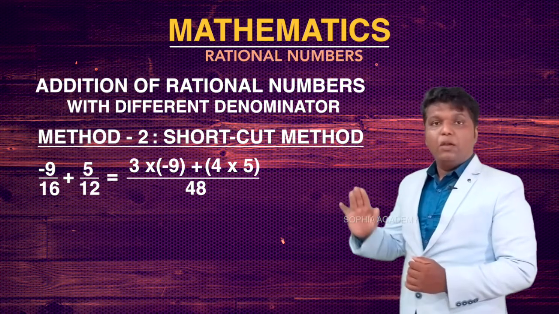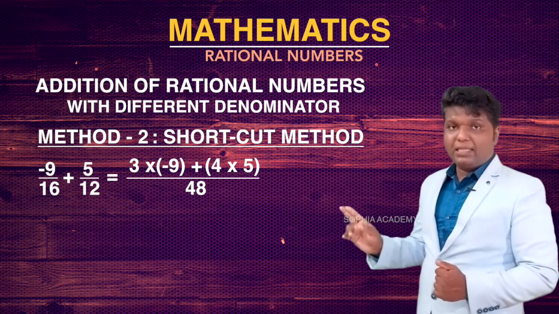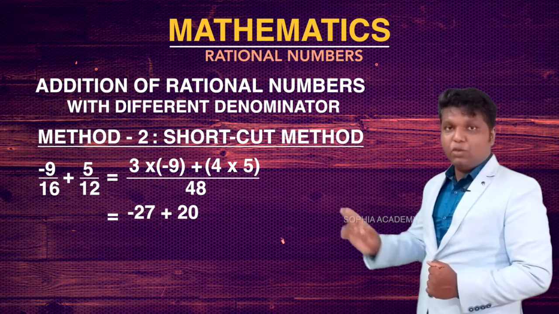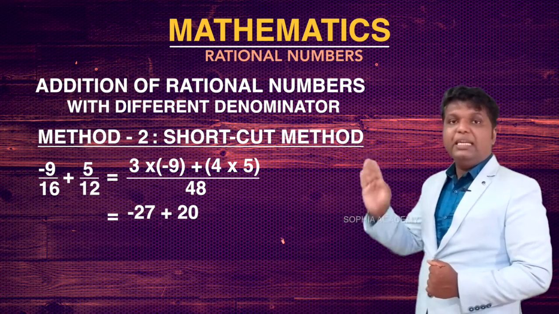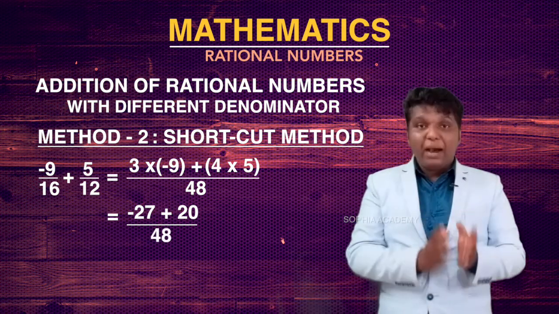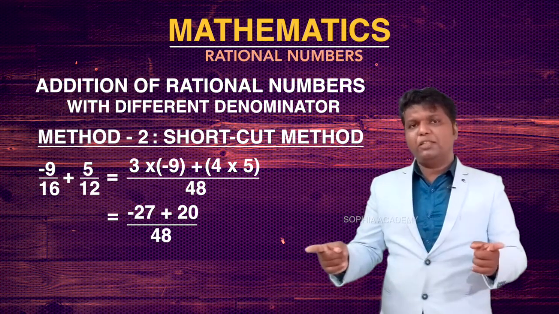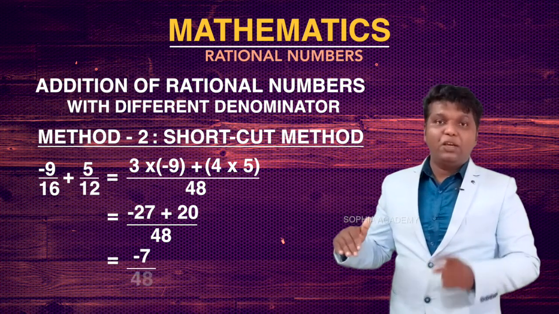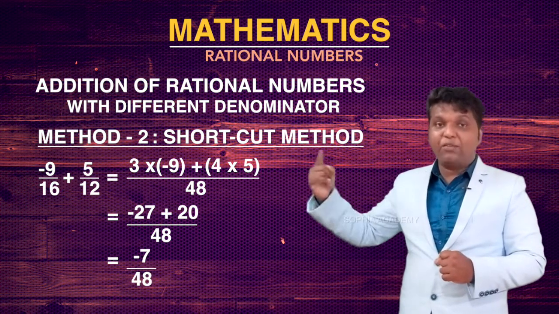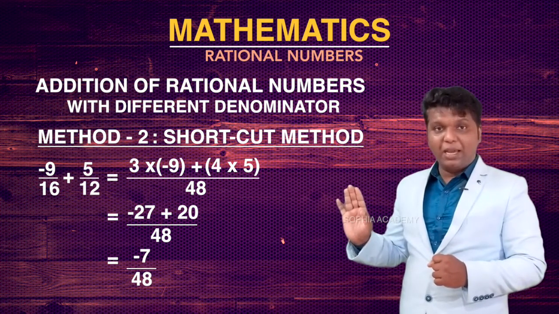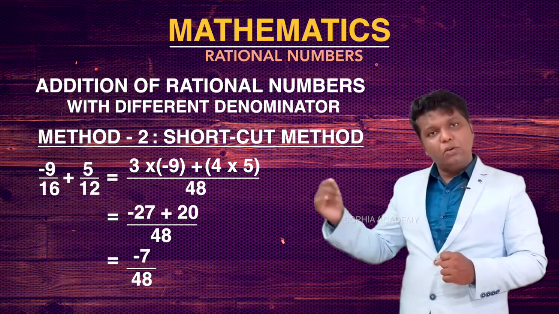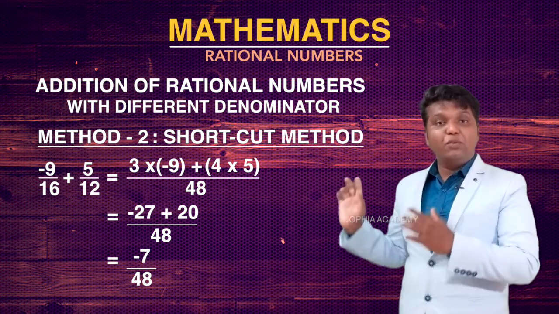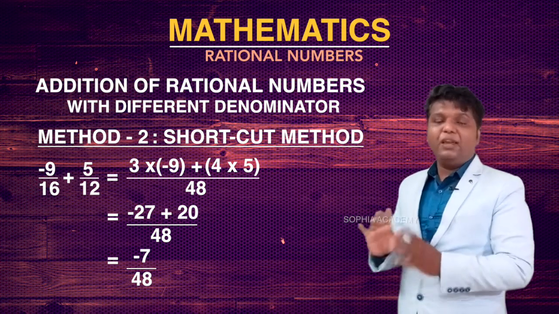That's equal to, now, what about the first term? It is 3 into minus 9, that's equal to minus 27, plus 4 into 5, which is 20. So minus 27 plus 20 divided by 48. Minus 27 plus 20, find the difference of 20 and 27. It is 7. So 7 by 48. What about the sign? You have to give the sign of the greater number. So 20 and 27, which is the bigger number? 27 is the biggest number. So give the same sign. What is the sign of 27? It is minus. So the same minus will come here. So we will write it as minus 7 by 48.